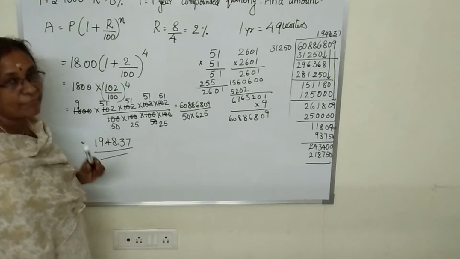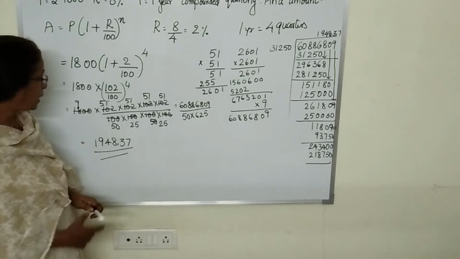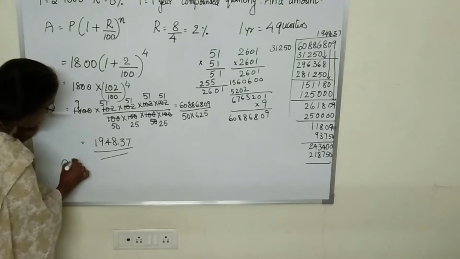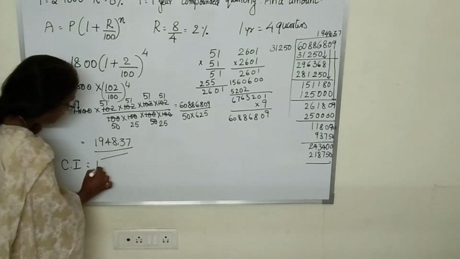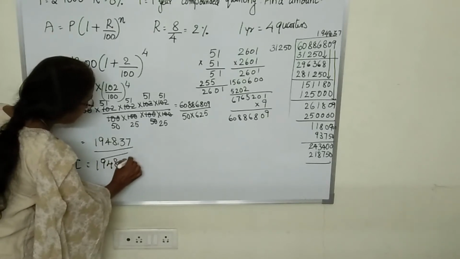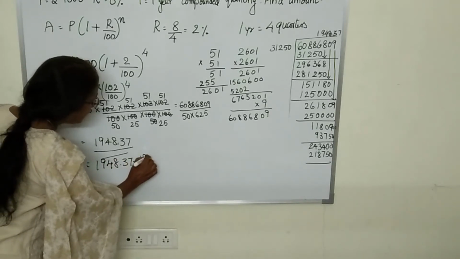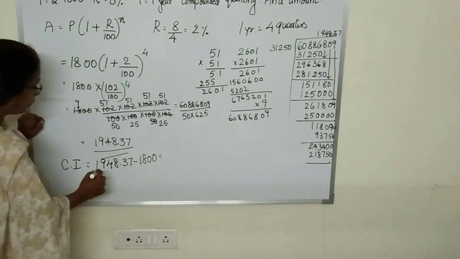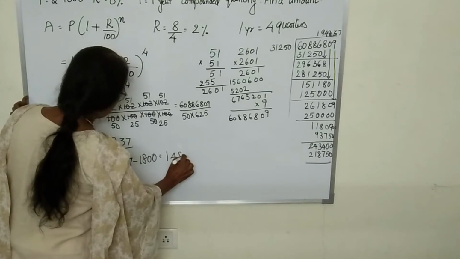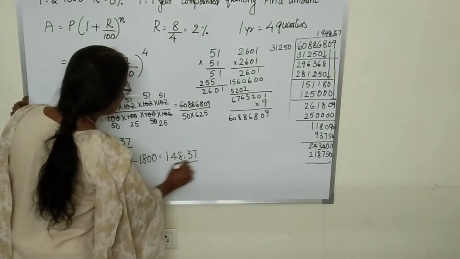So the amount will be 1948.37 after 1 year. Okay, so what will be the compound interest here? Compound interest is equal to 1948.37 minus 1800, which will be equal to 148.37.